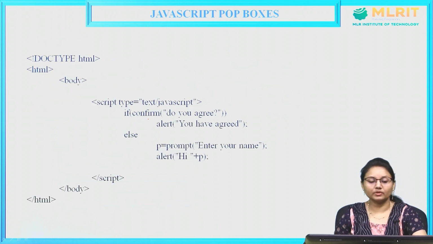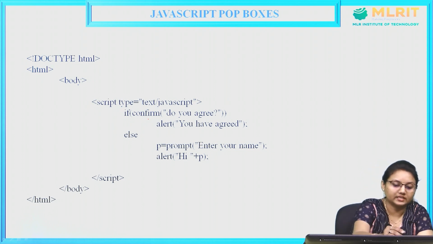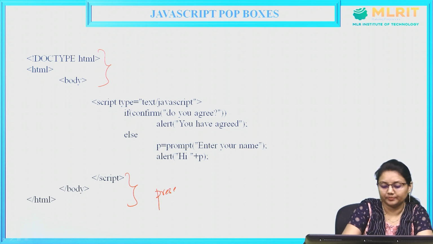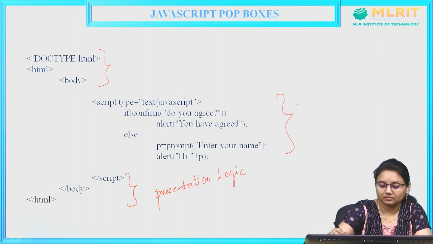This is a program where we have an alert box. We write JavaScript inside the HTML, because HTML here is acting for the presentation. This part is presentation logic, and this is the logic you are writing for your backend, the background logic, you can say.